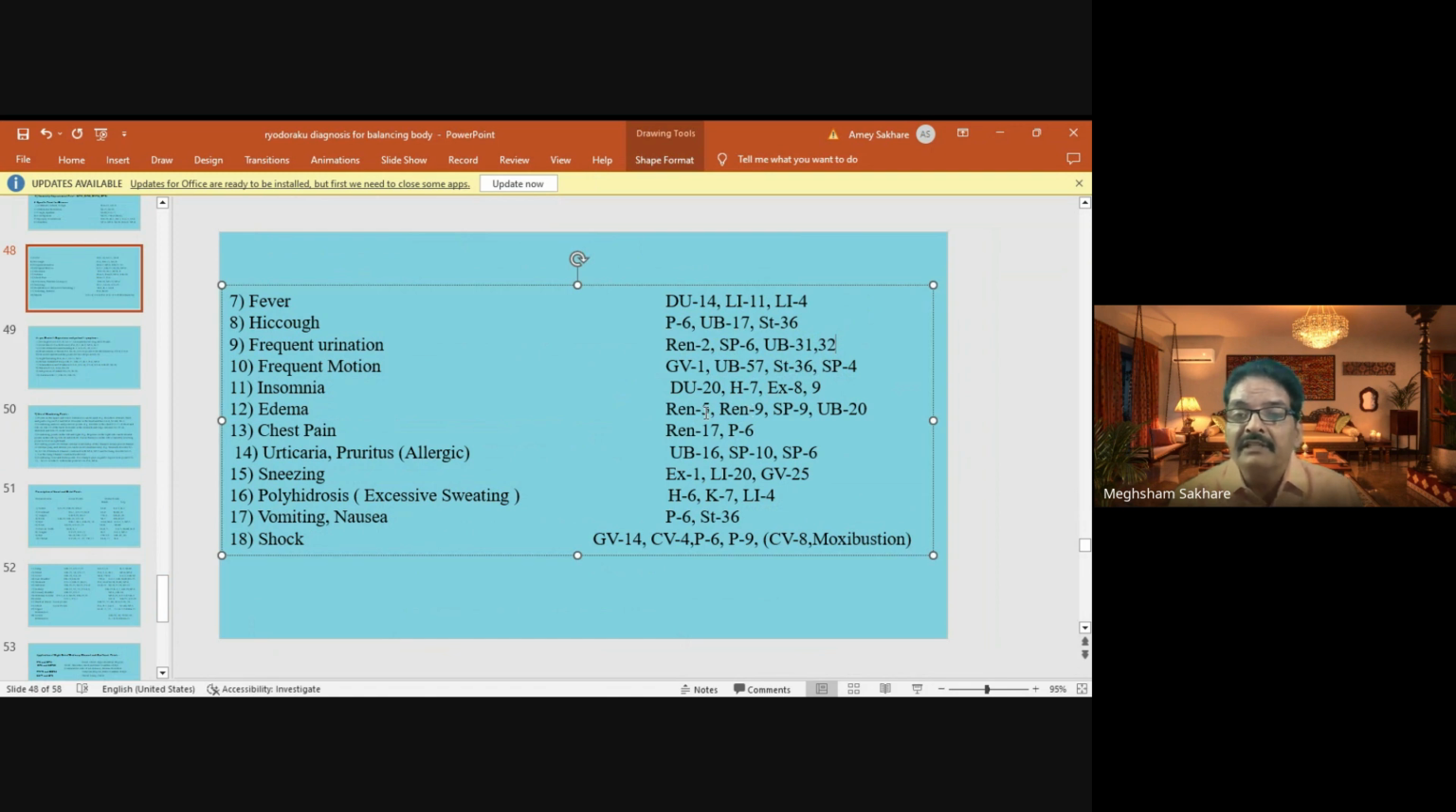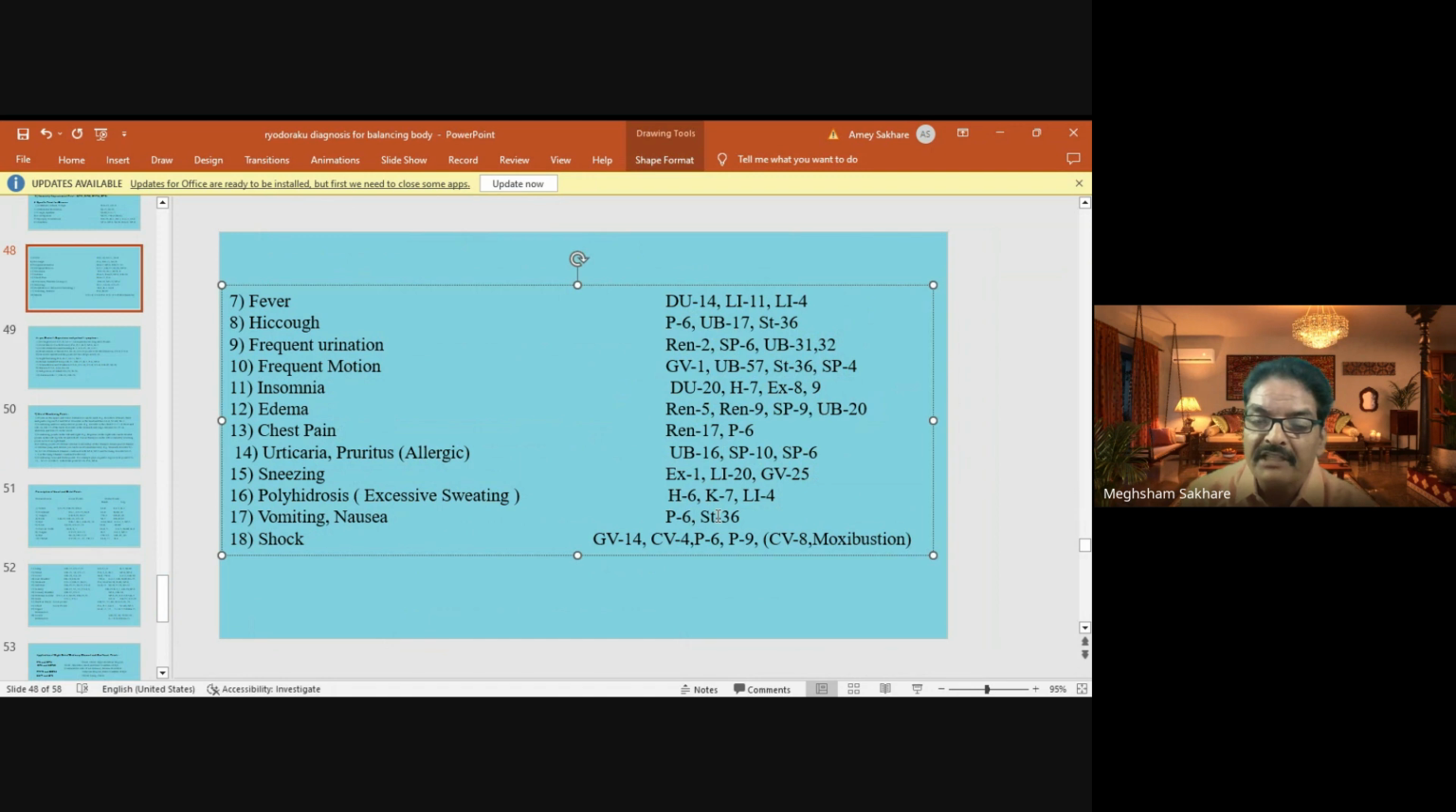REN 5 is 3 fingers below the umbilicus and REN 9 is 2 fingers above the umbilicus. SP6 and UB20, these 4 points for swelling. Urticaria, pruritus, allergic: UB16, SP10 is a specific point for allergy, SP6. Sneezing: extra 1, Li20, GV25. GV25 is on the tip of the nose. Polyhydrosis: SP6, K7, Li4, and P8 and K1 also used.